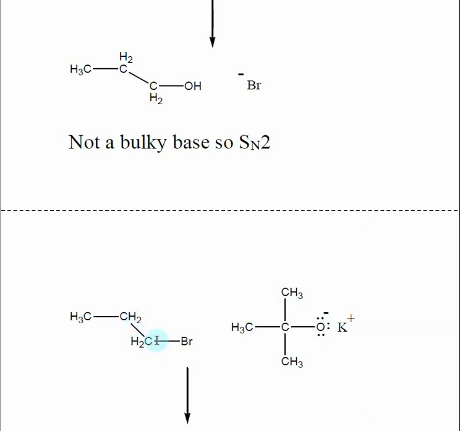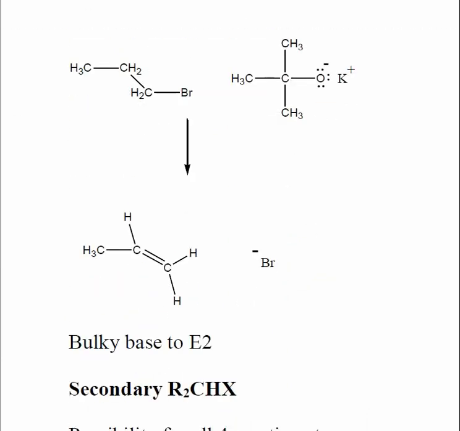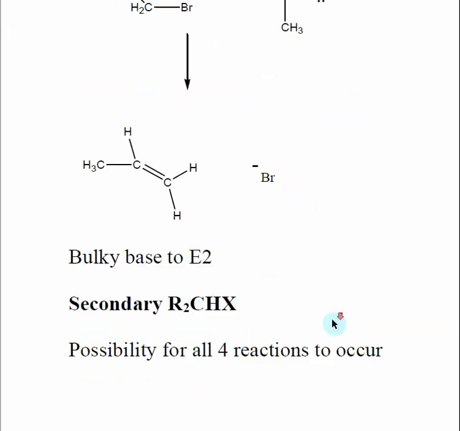I then kick off my leaving group. I kick off an adjacent hydrogen. I form a double bond across there. So here, when I look at this, this is my product. So this carbon is this one. So I undergo an E2 elimination because I was reacting it with T-butoxide, my big bulky base.